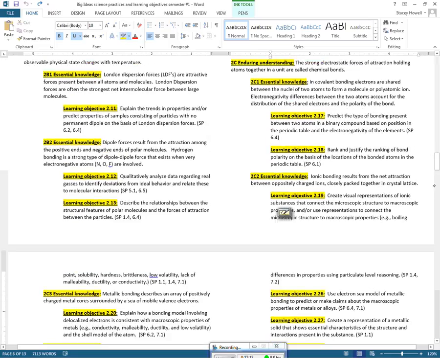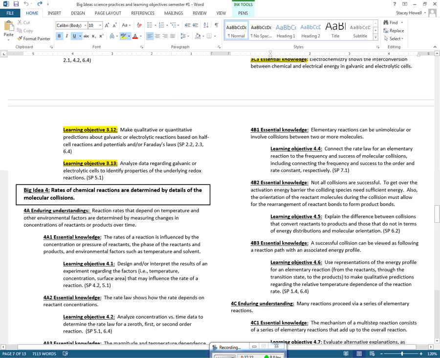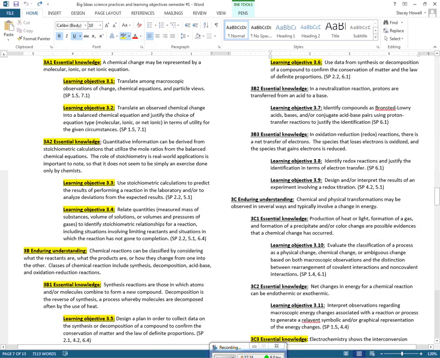Where did we go? Come on, come down. Now it won't let me go down. Okay, so it's not going to let me, but 3.8 and 3.9 we should have highlighted, and we should have highlighted 3.3b3. So we'll highlight those. I don't know why it's not letting me. There we go.